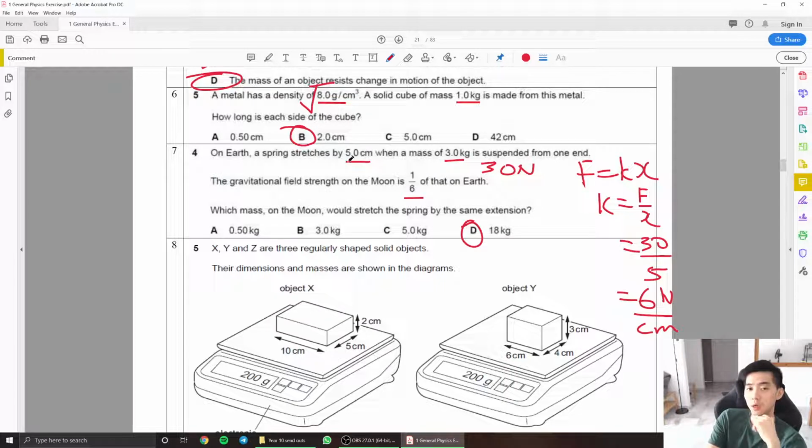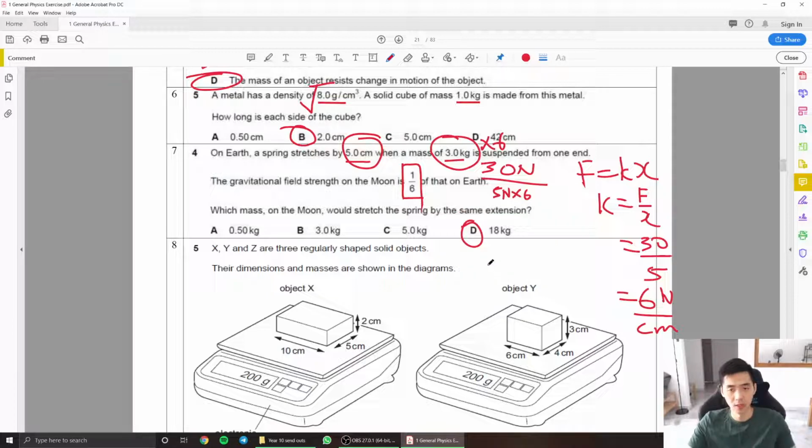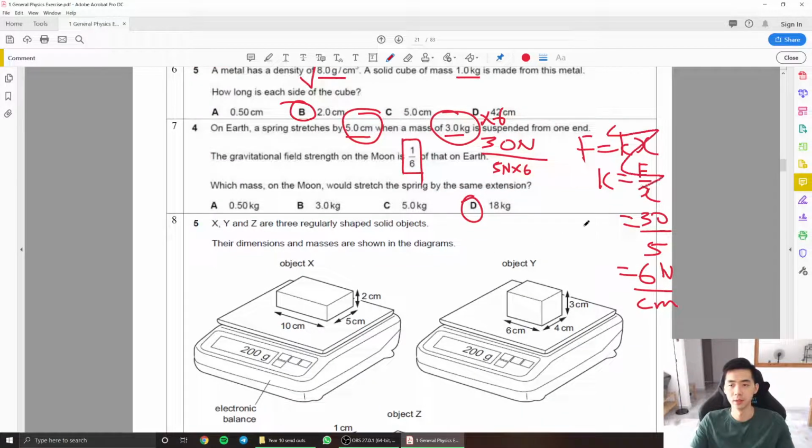Now this question here, guys, you have to see what they want from you. First and foremost, they say that 3 kg, which is 30 newtons on Earth, stretches it by 5 cm. If the gravitational field strength of the moon is 1/6 of the Earth, it means for the exact same mass, I only have 1/6 of it, which is going to be 5 newtons here. 3 kg is only going to be 5 newtons on the moon. In order to get back 30 newtons, I must multiply by 6, and thus I should multiply this by 6 here, which will give me an answer of 18 kg. This here is not really needed.